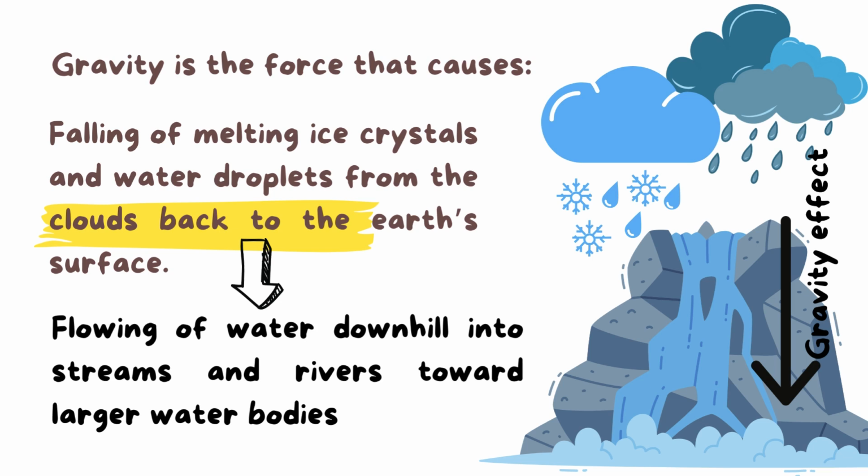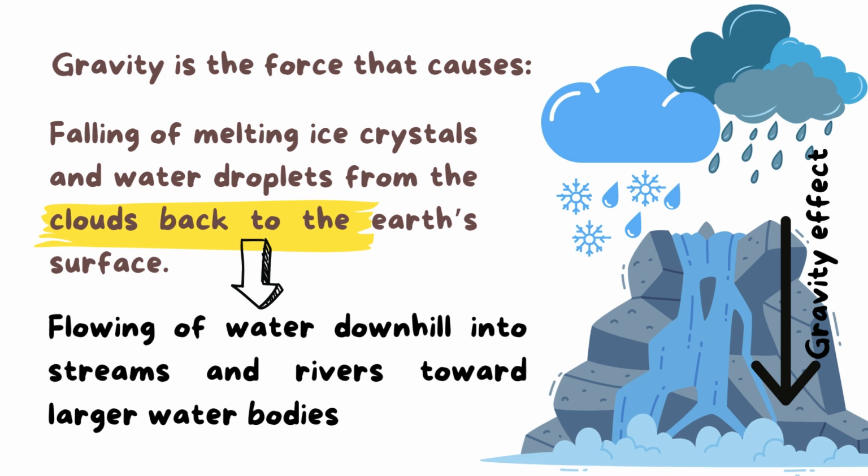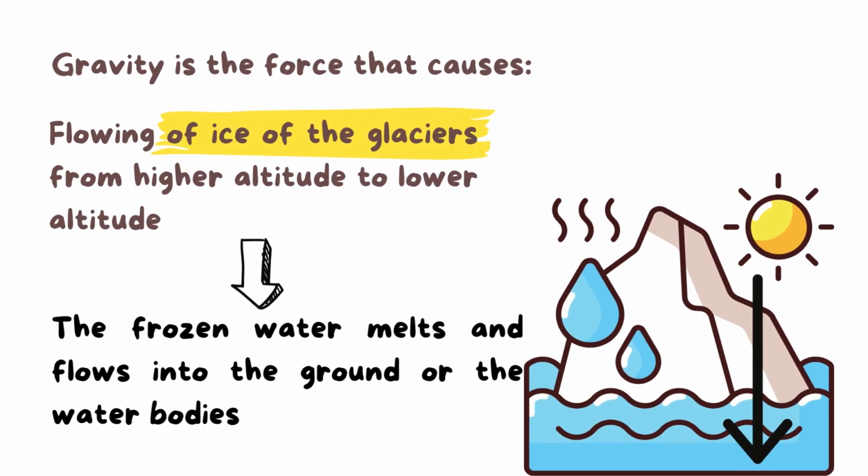This happens under the effect of gravity, as falling of melting ice crystals and water droplets from clouds back to the earth's surface, and this causes flowing of water downhill into streams and rivers toward the larger water bodies as seas or oceans. Here we have the second effect.